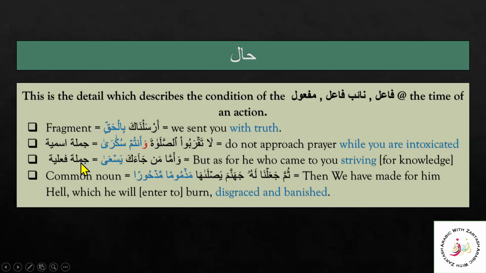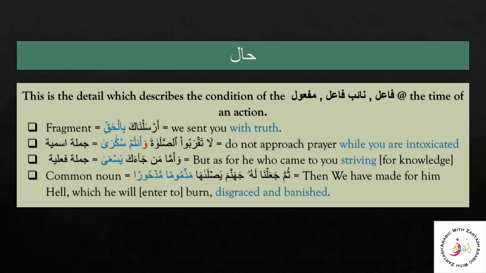For jumla ismiya, you also see a hal when there is a waw haliya, like this: La taqrabu as-salata wa antum sukara. Do not approach prayer while you are intoxicated. This "while" comes from this waw, which is a waw haliya, waw hal. Sometimes this waw comes between the sentences, and this is called waw hal, which means "while". The second sentence is a jumla ismiya, and this is the structure of the hal, a jumla haliya, which is a jumla ismiya in this sentence. So do not approach prayer while you are intoxicated. This is describing the condition of the fa'il.